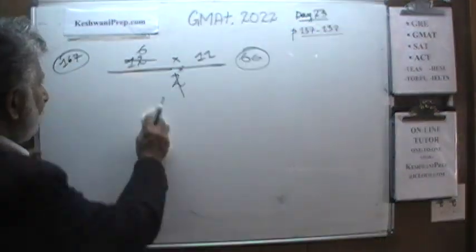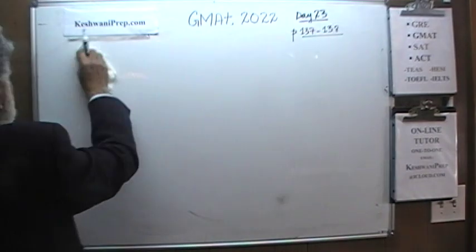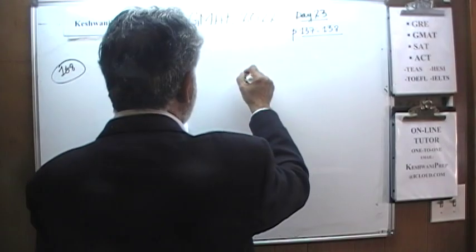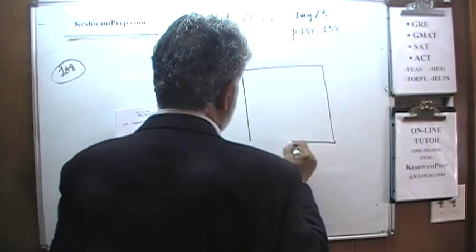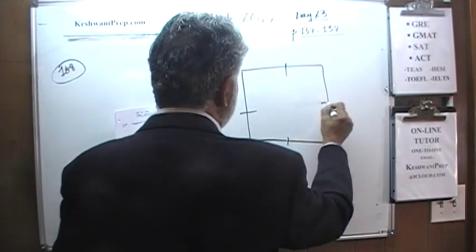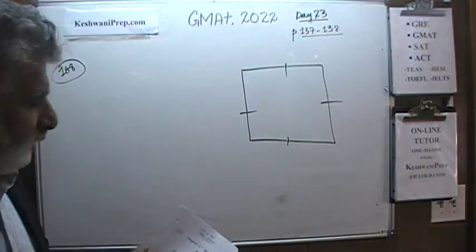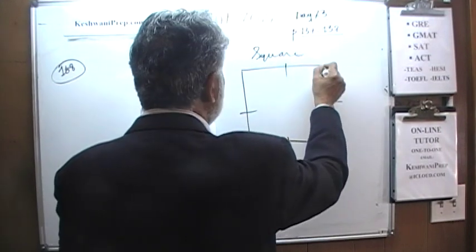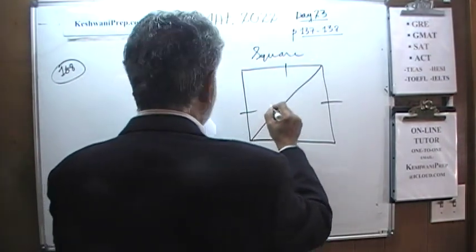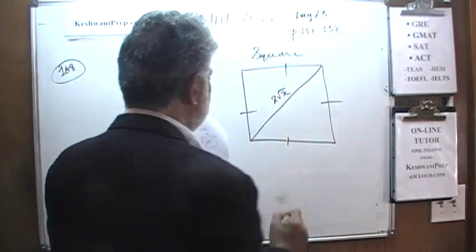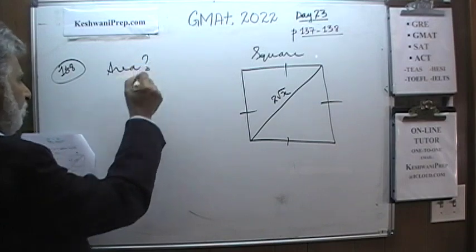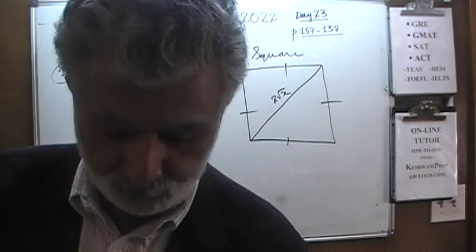168. In 168, we are told that we have a square. Obviously all four sides are equal. And we are told that in this square the length of the diagonal is 2 times root x. The question is, what is the area of this square?